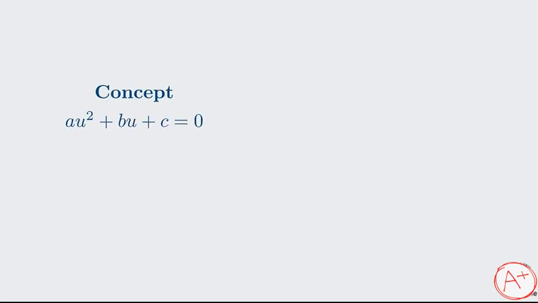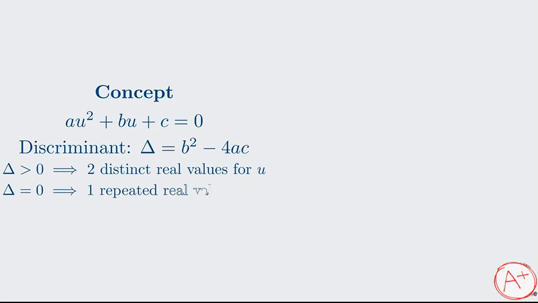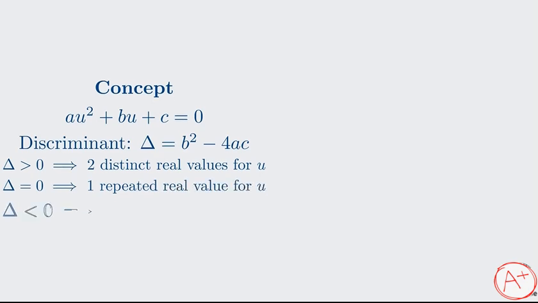The discriminant is your most powerful tool for predicting the number of solutions without solving the entire equation. For our substituted quadratic in U, the discriminant determines its nature. If the discriminant is greater than 0, there are two distinct real values for U. If it equals 0, we have one repeated real value. And if it is less than 0, there are no real values for U.